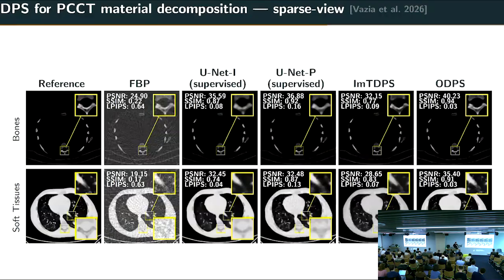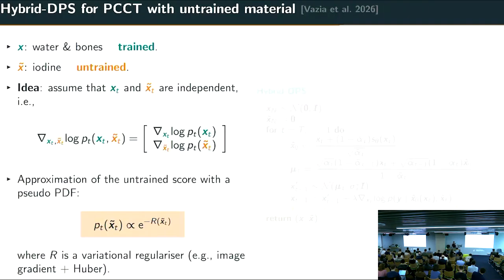This is another experiment that we've performed on sparse view data, and we have pretty much the same results here. Another case that we've investigated is a hybrid model. Say, for example, that we have a diffusion model that we have trained on water and bones, but we want also to use iodine as a contrast agent, but we don't necessarily have patients with iodine in our data set, so we don't have a trained model. So here the idea is to perform DPS and assume that the two material images are independent, which is obviously not true, but we just assume they're independent for lack of a better model.